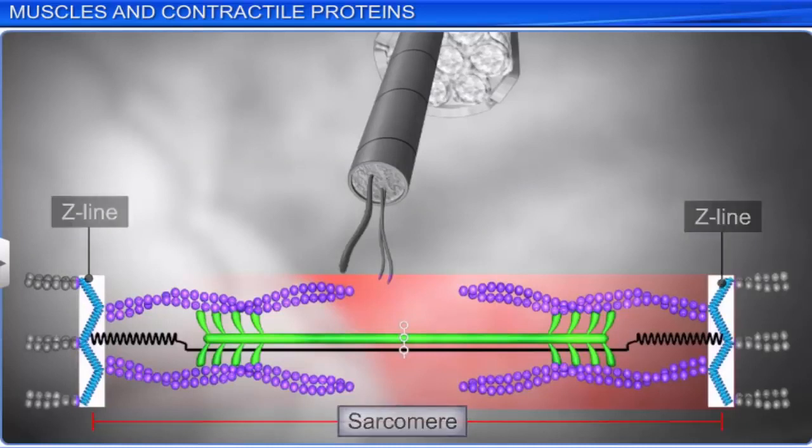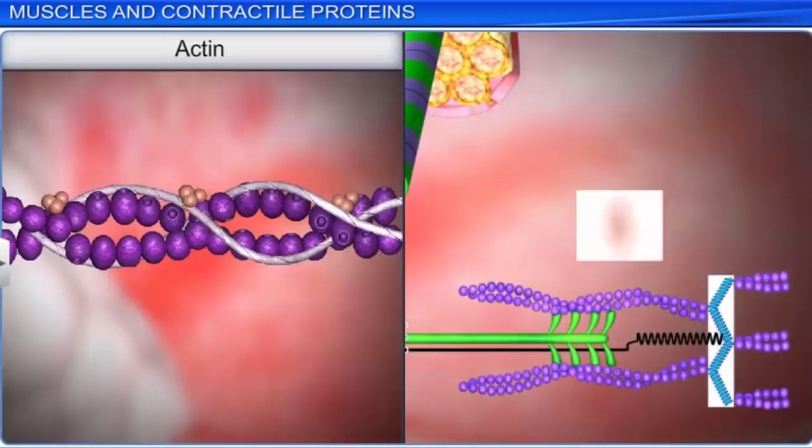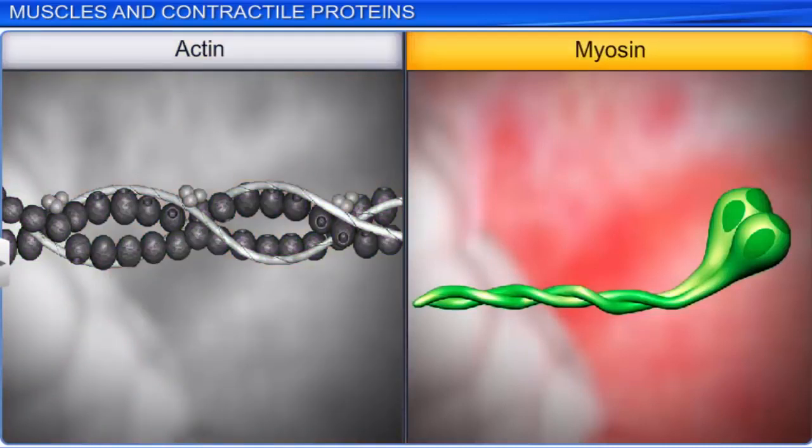At rest, the ends of the thin filaments partly cover the ends of the thick filaments, leaving the central part of the thick filaments uncovered, which is called the H zone. The biochemical study of the two proteins, actin and myosin, show that both have a complex structure.